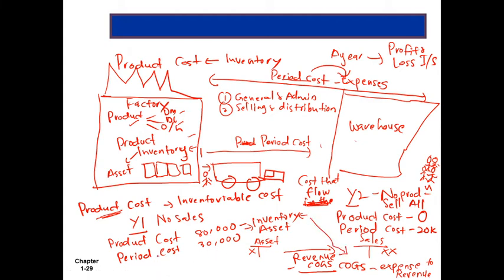But period cost is the expense that occurs, which we just straight away record into your transaction and put in the income statement. So hopefully you understand.